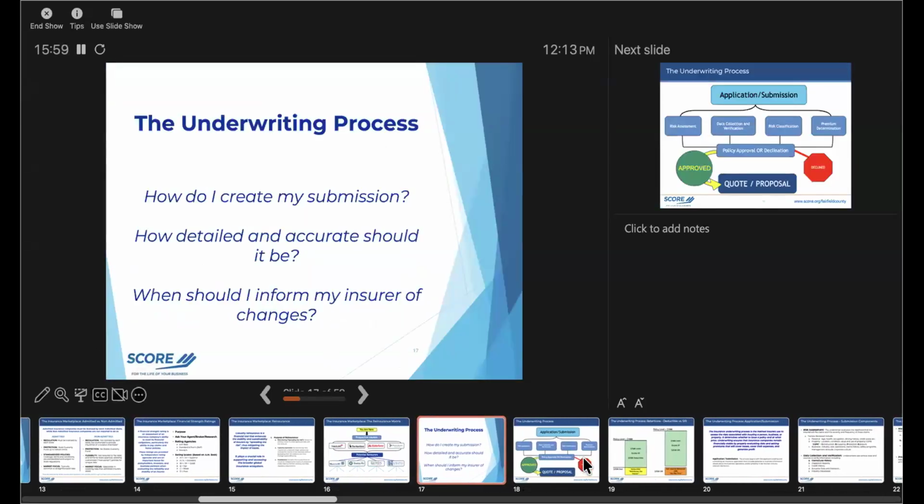The underwriting process. How do I create my submission? How detailed and accurate should it be? And when should I inform my insurer of changes? How detailed and accurate should it be? As detailed and accurate as possible. If you misrepresent your information to the insurance company, you could be jeopardizing coverage and prejudice the policy. When should I inform my insurer of changes? I would say immediately or very soon when it happens, and I'll let the insurance company decide if they need to do anything with that. And how do I create my submission? Your agent and or broker will guide you through that.